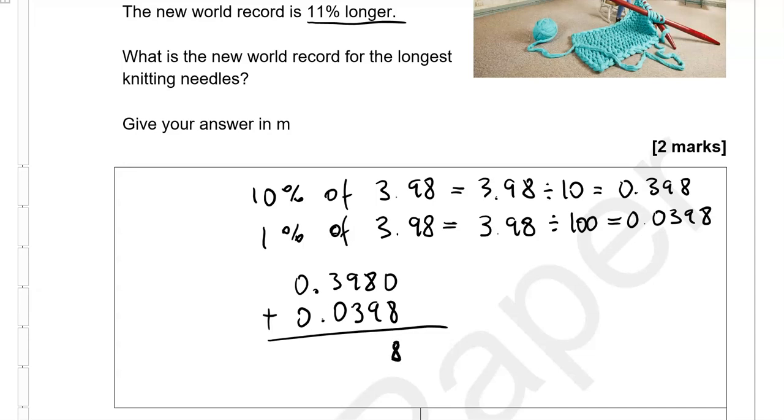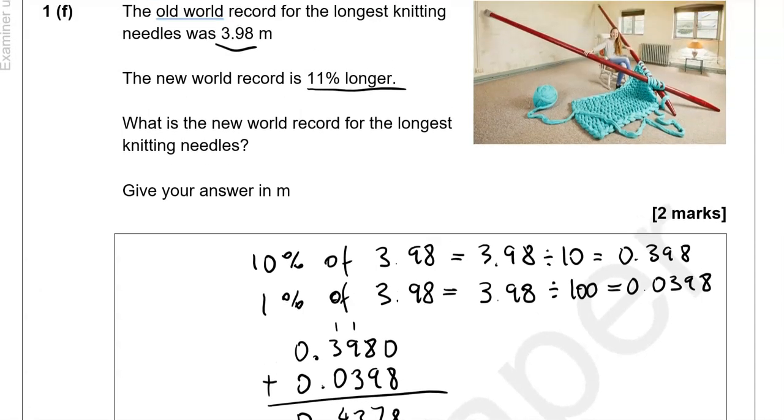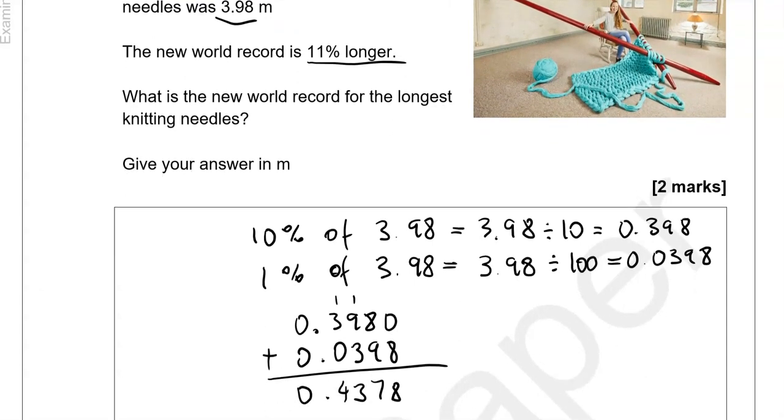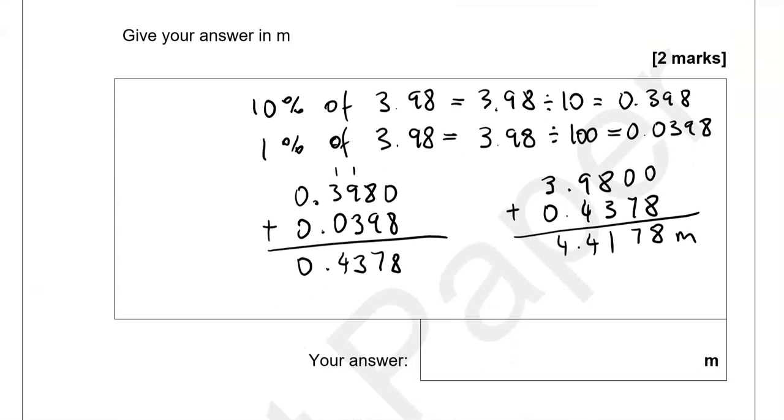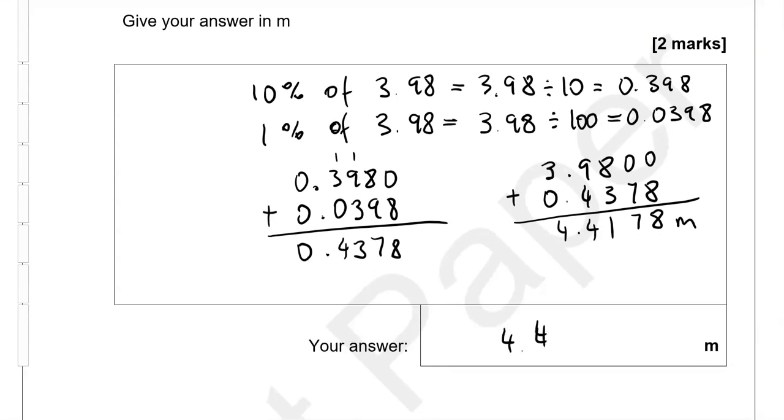0 and 8 gives us 8. 9 and 8, 17. Get 0.4378. And we'll need to add that to the last year's record. So 3.98 add 0.4378. So this gives us 4.4178 meters.